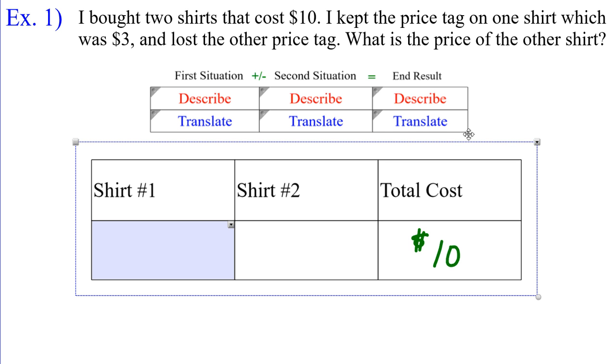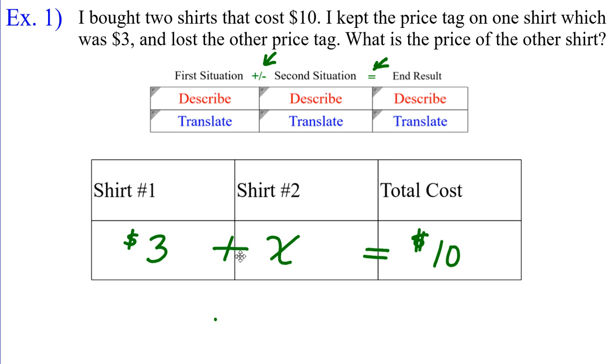Then I'm going to read some more. I kept the price tag on one shirt, which was $3, so we'll say that this was $3. And we don't know how much this one is, so we're going to call it x. Remember we said we're going to add or subtract and then we're going to equal, so this is going to be our equal sign. Since I bought 2 shirts together, that is going to be our equation: 3 plus, without dollar signs, obviously. So when we write that equation, we would write 3 plus x equals 10. That would be translating these words into this equation.